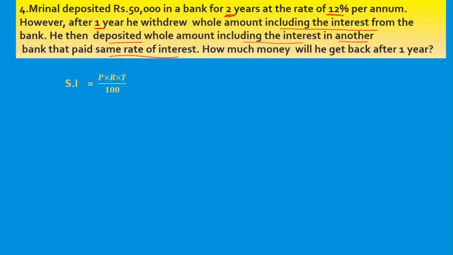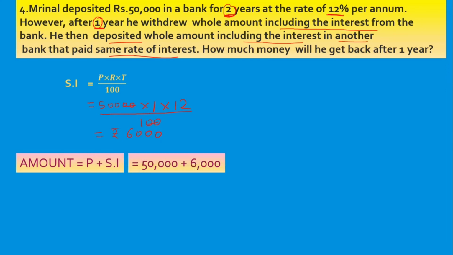Let us calculate the simple interest first of all. Though he deposited rupees 50,000 in a bank for 2 years, he thought, let me remove it and keep it in some other bank. So he kept it 1 year. Though it is given here as 2, we are going to take the time period as 1 year, and the rate of interest was 12% per annum, divided by 100. This is how we get the interest as 6,000 rupees, right? So the amount that he is going to withdraw after 1 year, including interest, is principal plus interest, which is 50,000 plus 6,000, that is rupees 56,000.